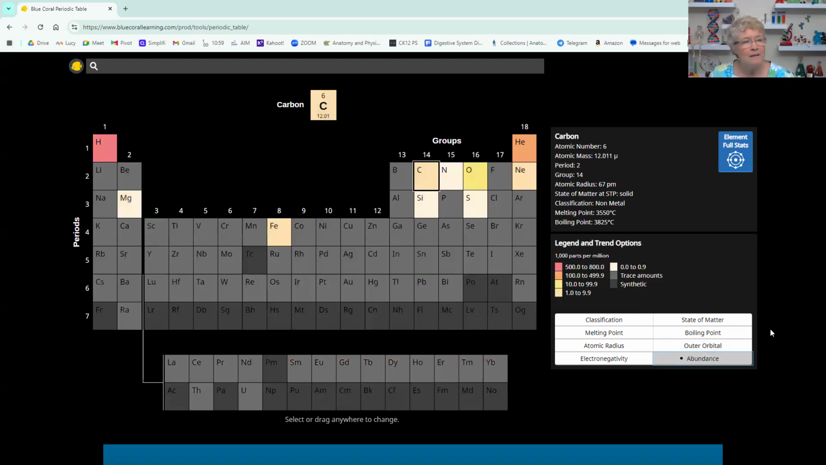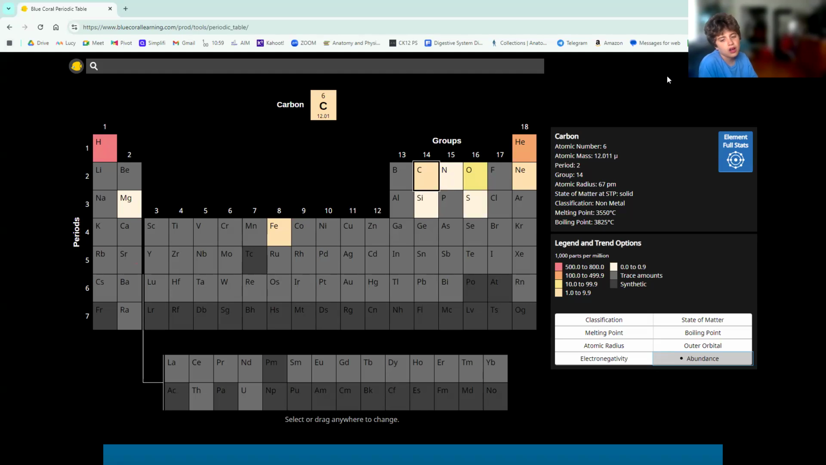And then how abundant is it? Well, look here. It is this orange color right here. That would be this one right here. And there are 1 to 9.9 parts per million of carbon on the planet. So taking a look at this, what is one of the most common ones right here in the universe? Not on Earth, but in the universe.